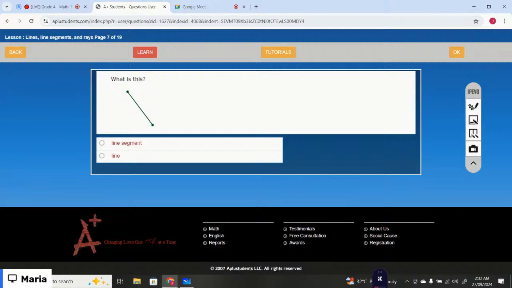What is this? Line segment, line. The correct option is line segment, right? Option number 1 is the correct option. Okay, you can complete the lesson by yourself later today. Let me just move on to the next lesson.